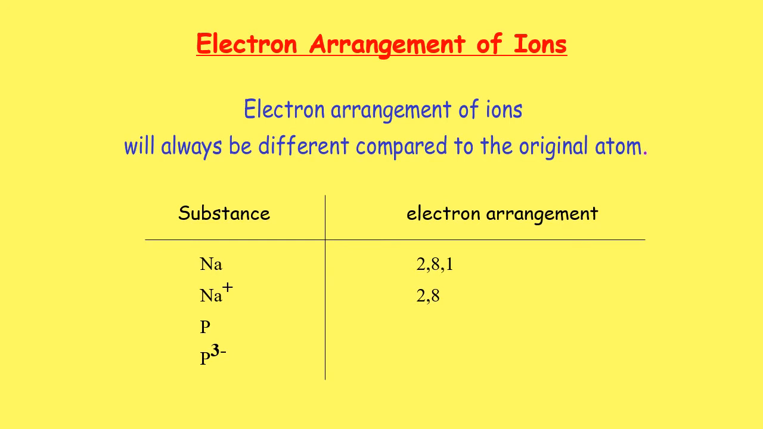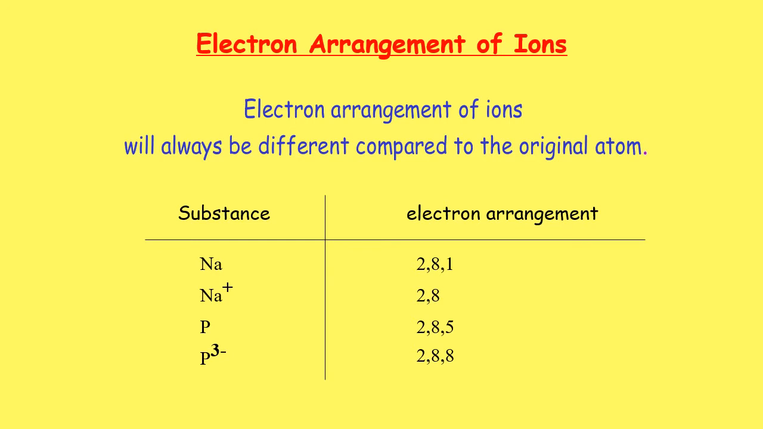P is phosphorus. Phosphorus is a non-metal, so it should form negative ions. Now, if you look at page 6 of the data booklet, you will see that phosphorus has an electron arrangement 2,8,5. Phosphorus forms a 3 minus ion. If it's got 3 negative charges, that means 3 electrons have been added onto the structure. And if we've added 3 electrons on, they're going to go into the final shell, and it is 2, 8, 8.